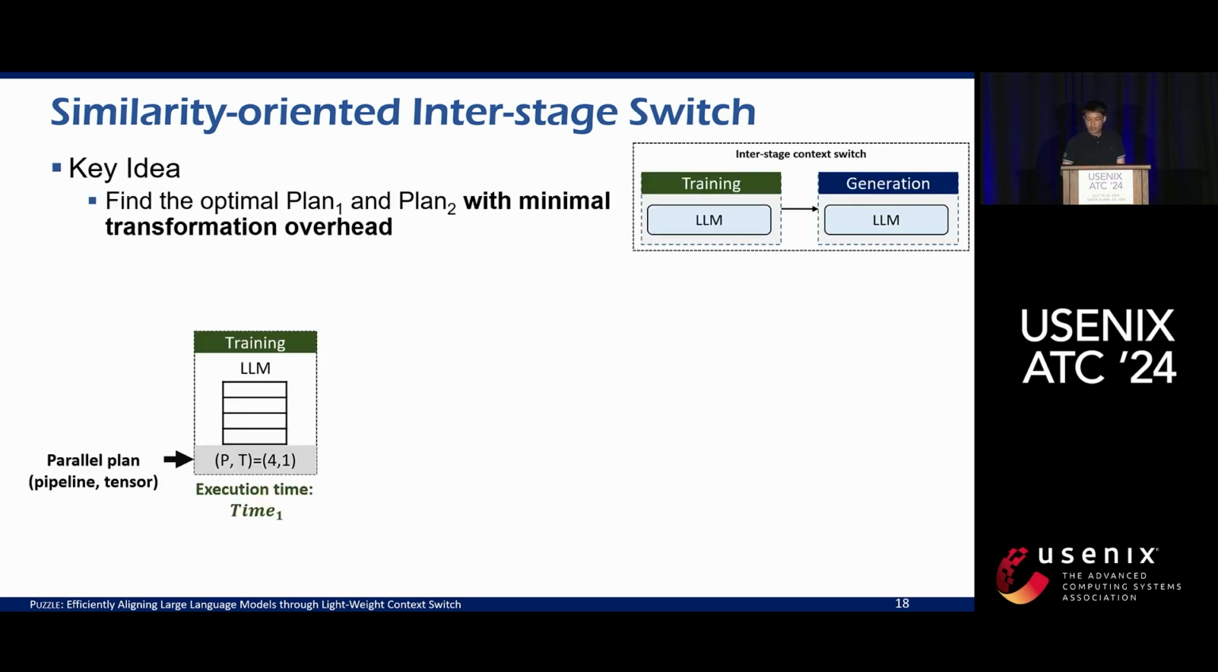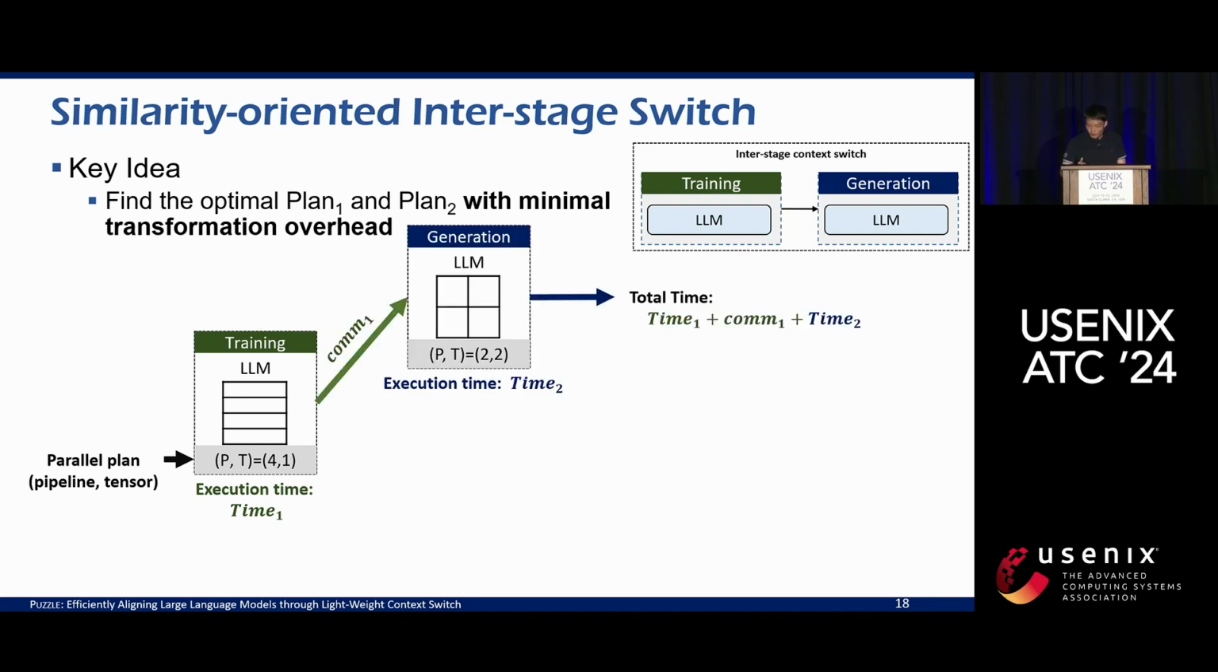The training stage employs a parallel plan of 4-1, which means the pipeline and tensor parallelism configurations, and the execution time for this phase is time 1. Depending on the requirements, we may consider different transformations of the parallel plan. In the first plan, if we adjust the plan to 2-2, then the overhead from the parameter transfer is communication 1, and the execution time for this new configuration is time 2. Then the total time spent would be time 1 plus communication 1 plus time 2.